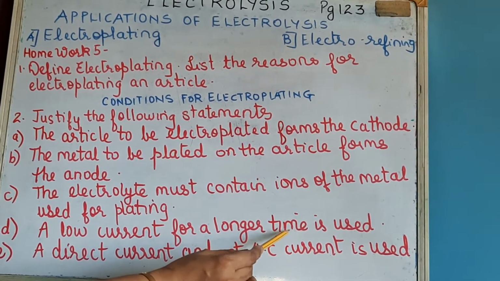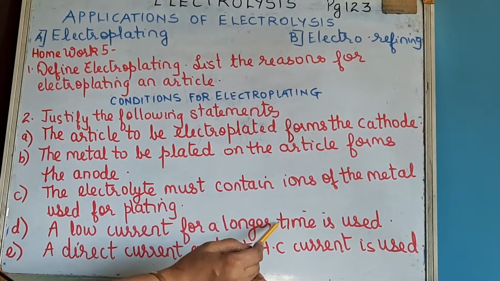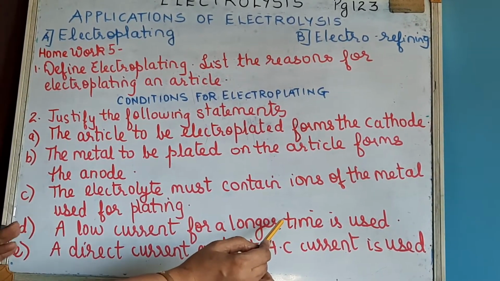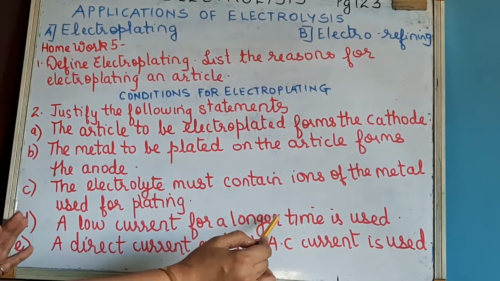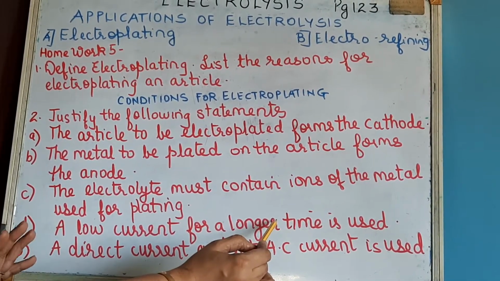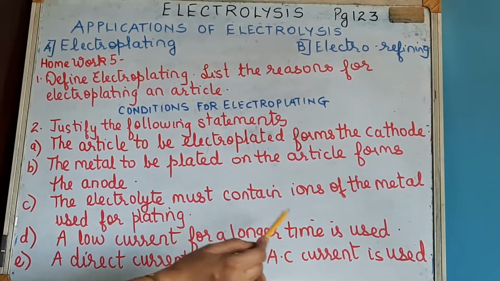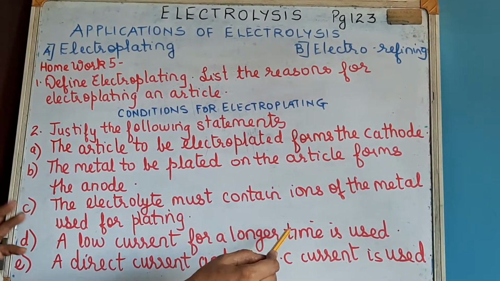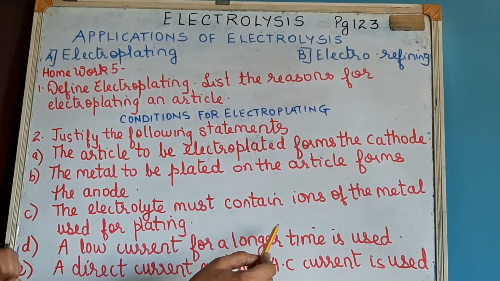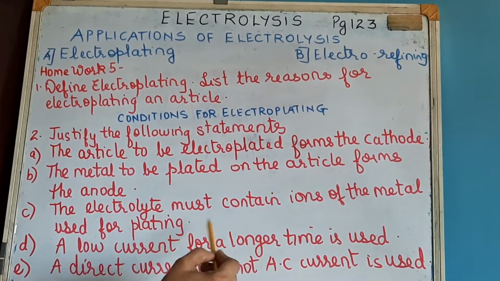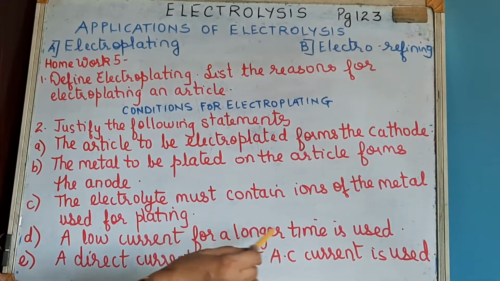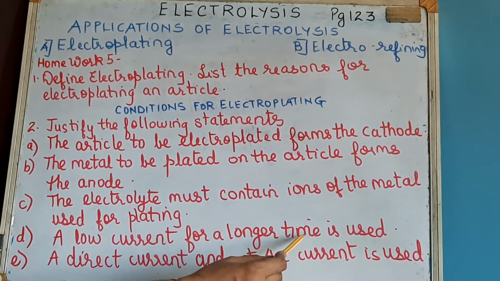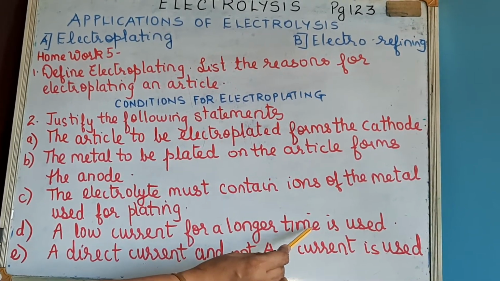Fourth condition, a low current for a longer time is used. Give 5 stars to this, very very important. If you use a high current for a short time, you will get uneven deposition, means the coating of the metal on that article will not be uniform. A low current for a longer time will ensure a smooth, uniform and a proper finish. So a low current for a longer time should always be used. That will ensure a uniform, smooth and even deposition.